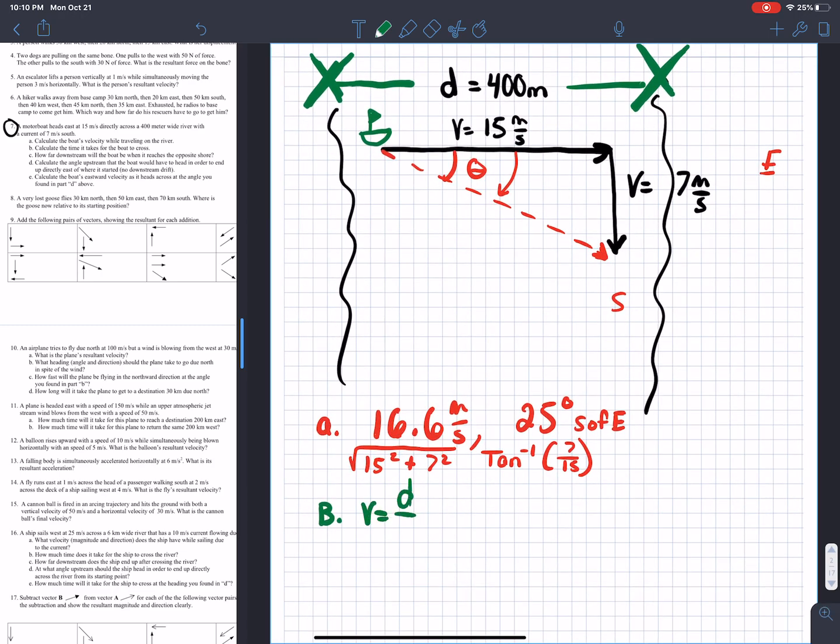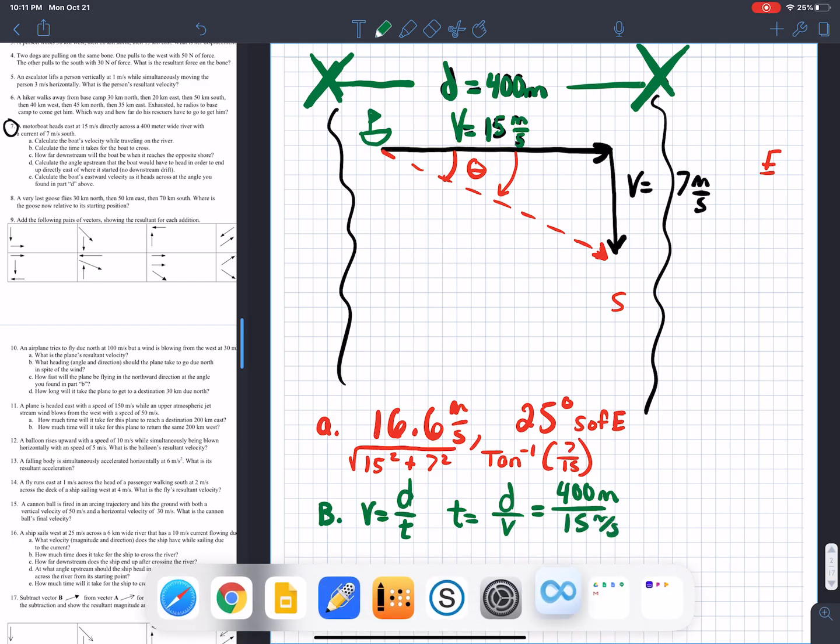Velocity equals distance divided by time. We're trying to find the time across the river. So we're going to rearrange this. We're going to have distance divided by velocity. The distance, again, emphasizing this, distance across the river is 400 meters. The velocity across the river is 15 meters per second.